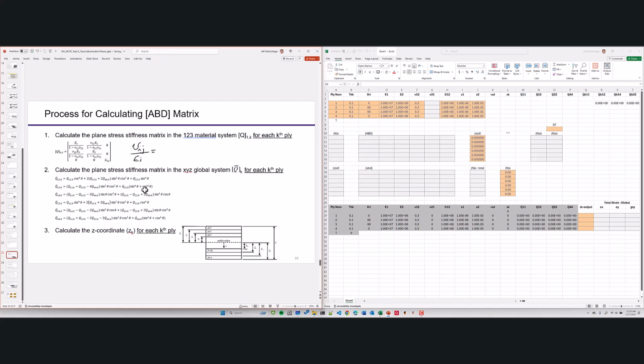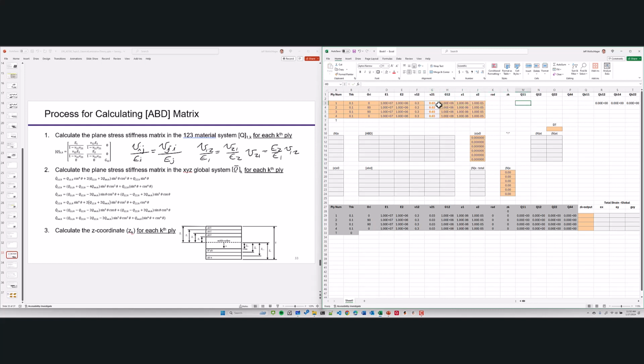Vij over Ei equals Vji over Ej. So, doing that out, V12 over E1 equals V21 over E2. V21 equals E2 over E1 times V12. Okay, easy enough. So I can fill that in. So it equals E2 divided by E1 times V12. And I simply copy that down.